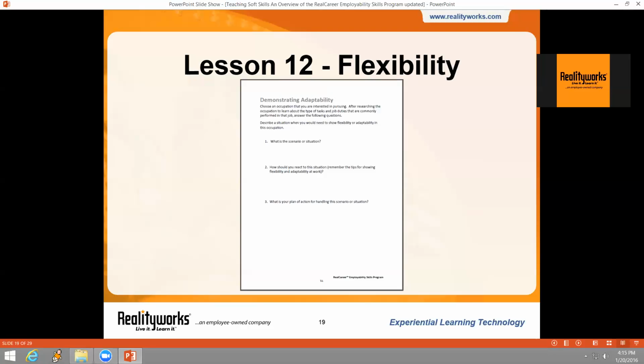A few key statistics will be shared, such as on a list of top 10 skills employers want, flexibility comes in ninth, or 91% of HR directors think by the year 2018, people will be recruited on their abilities to deal with change and uncertainty. Students are put into small groups and brainstorm ways to show employers that they are flexible and adaptable. The last activity will have students choosing an occupation and research and discover typical job duties. Students will give a situation where they need to demonstrate adaptability or flexibility in that career.